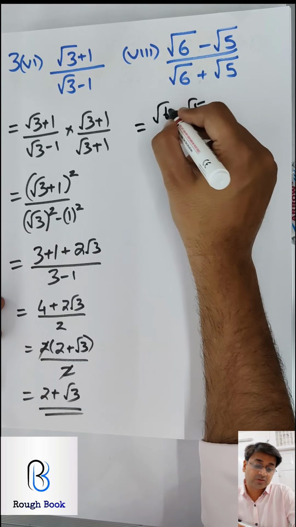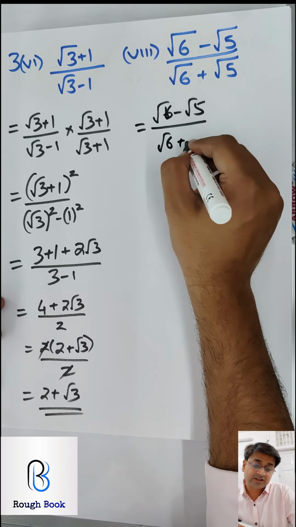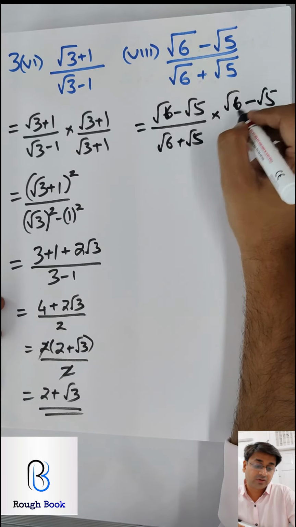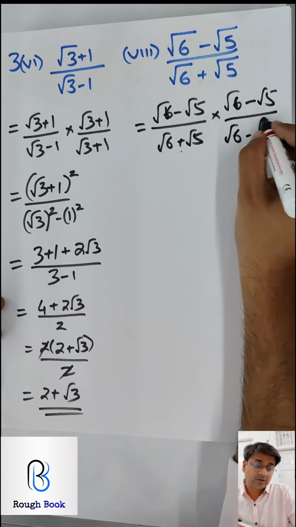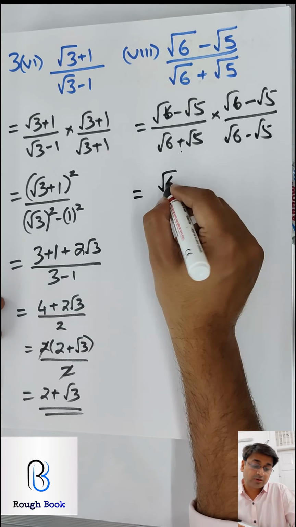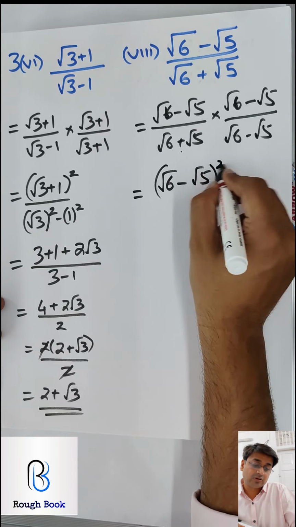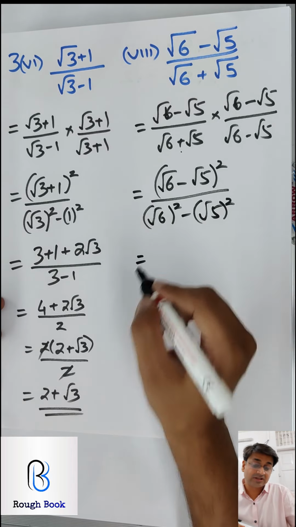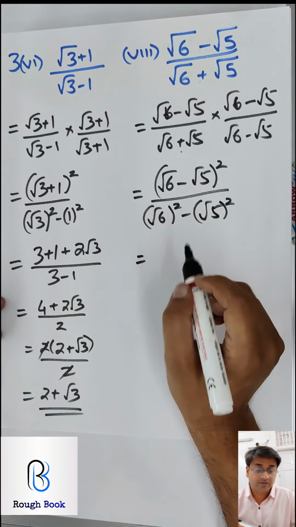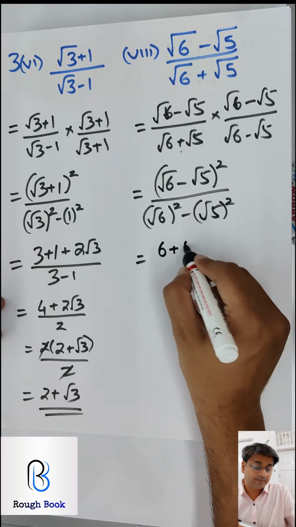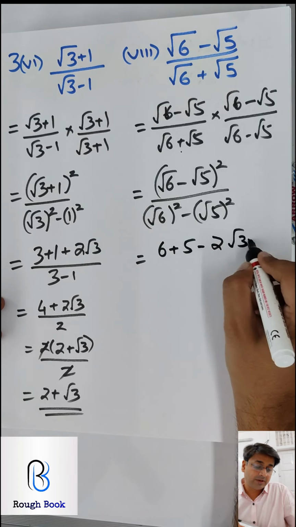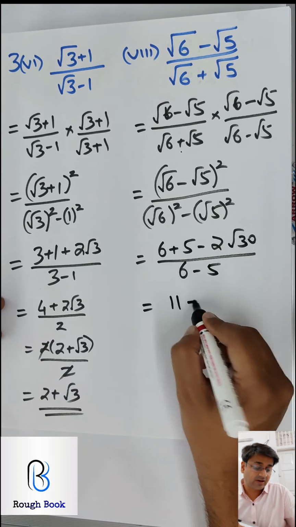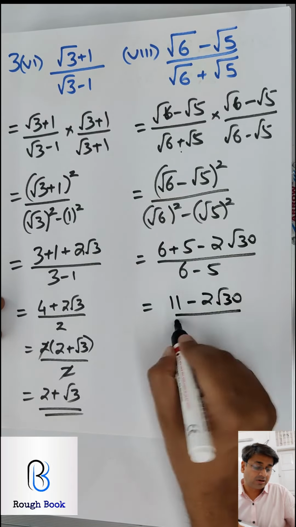Root 6 minus root 5 upon root 6 plus root 5. So it's going to be the conjugate, root 6 minus root 5. So root 6 minus root 5 the whole square over root 6 square minus root 5 square. Come on, at least pause now and try on your own from here. So a square plus b square minus 2ab upon a plus b, a minus b. So 6 plus 5, 11, minus 2 root 30 upon 1.